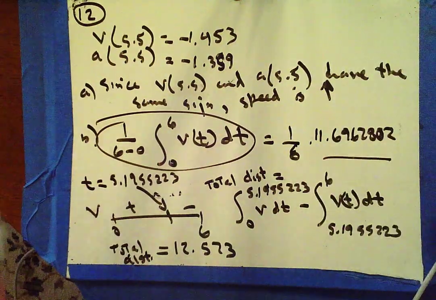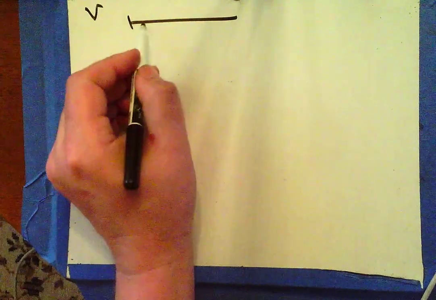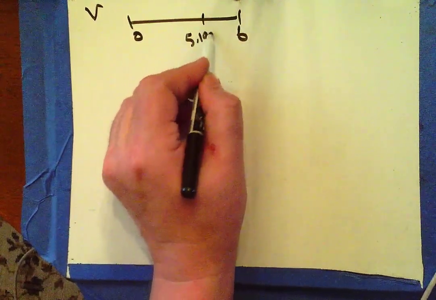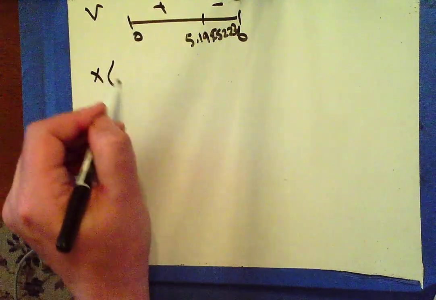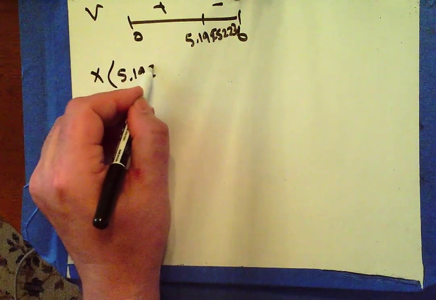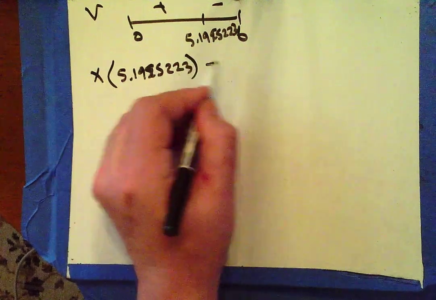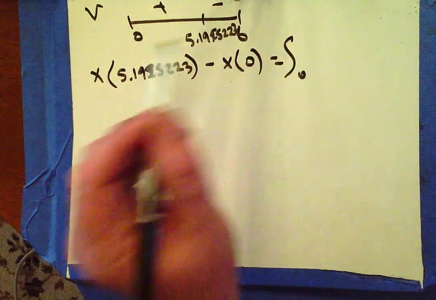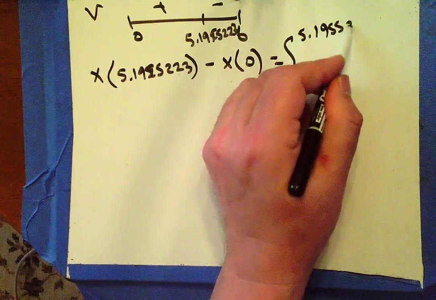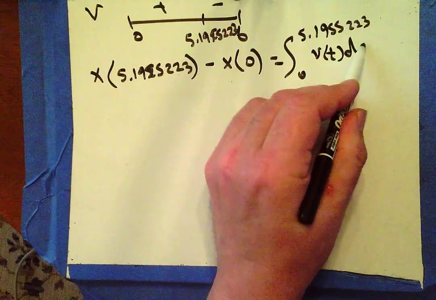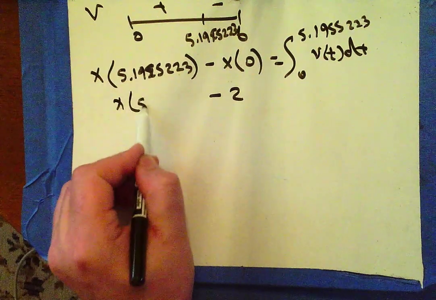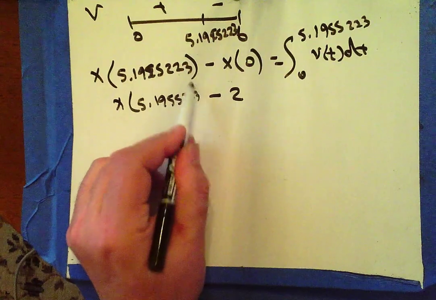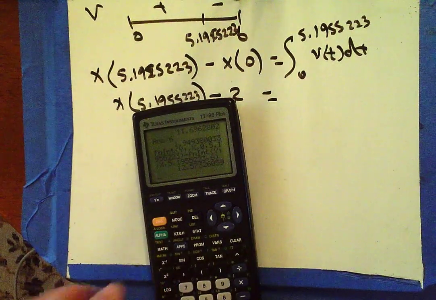And then the last part of number 12 is find the position when the particle changes direction. Well, we said that the particle changed direction at 5.1955223. We went positive to negative there, and so they want to know the position at 5.1955223 minus x of 0 equals the integral from 0 to 5.1955223 of v of t dt. So x of 0 was given to me as 2. And so I'm going to add 2 to the value of this integral.